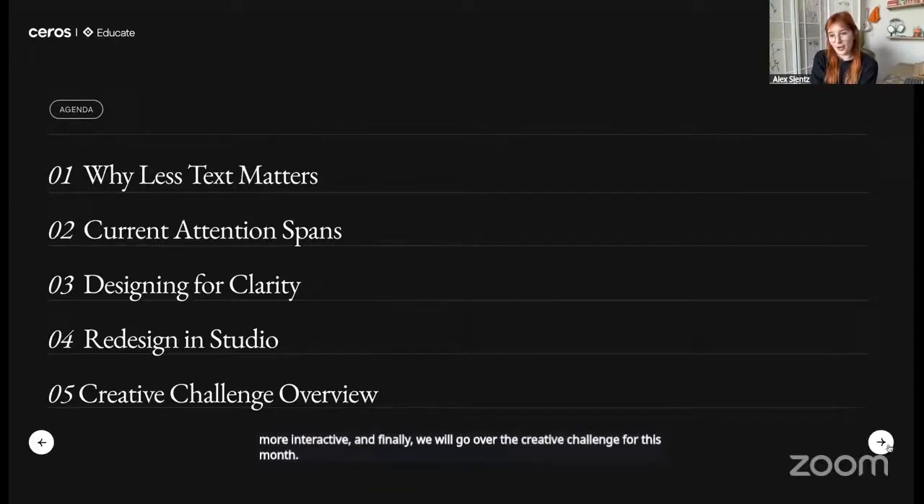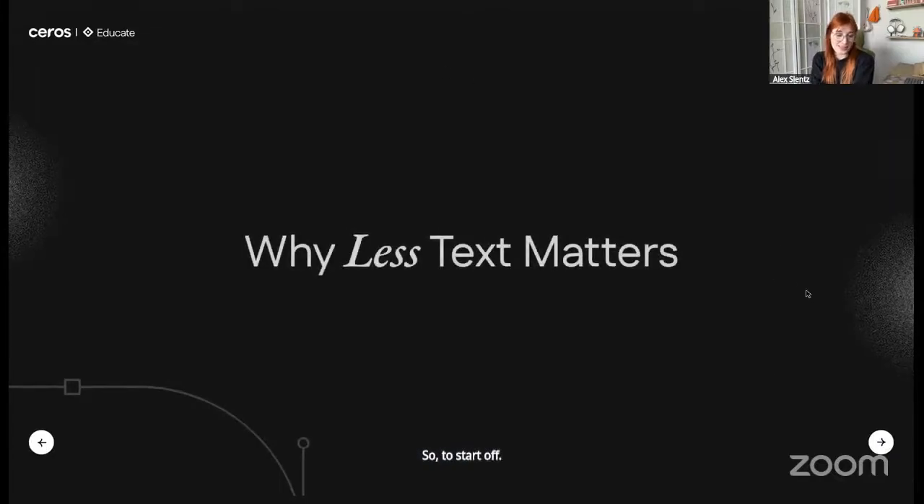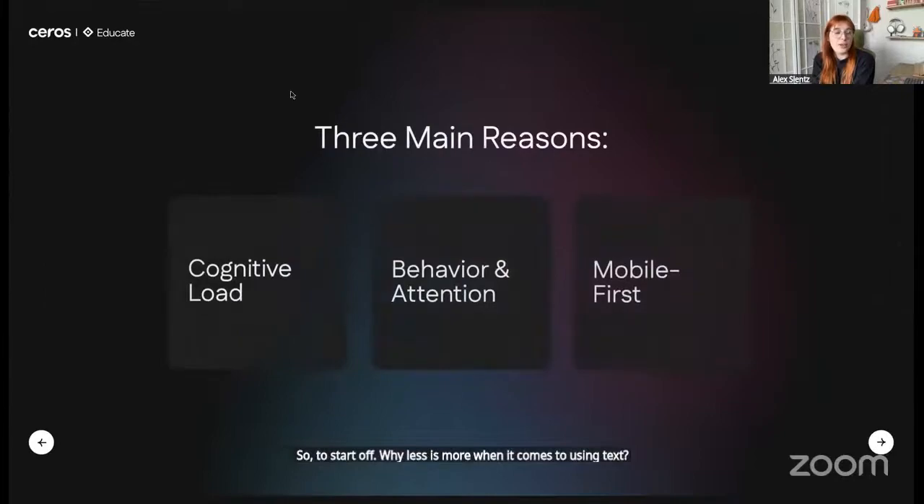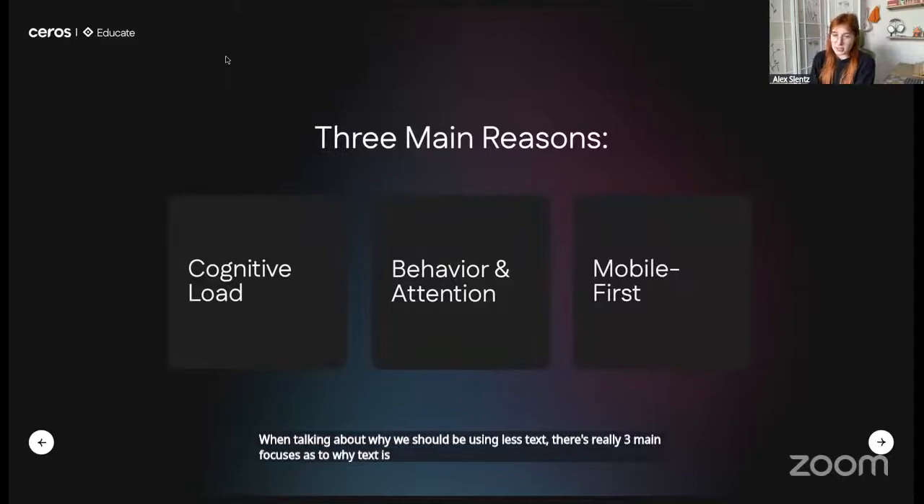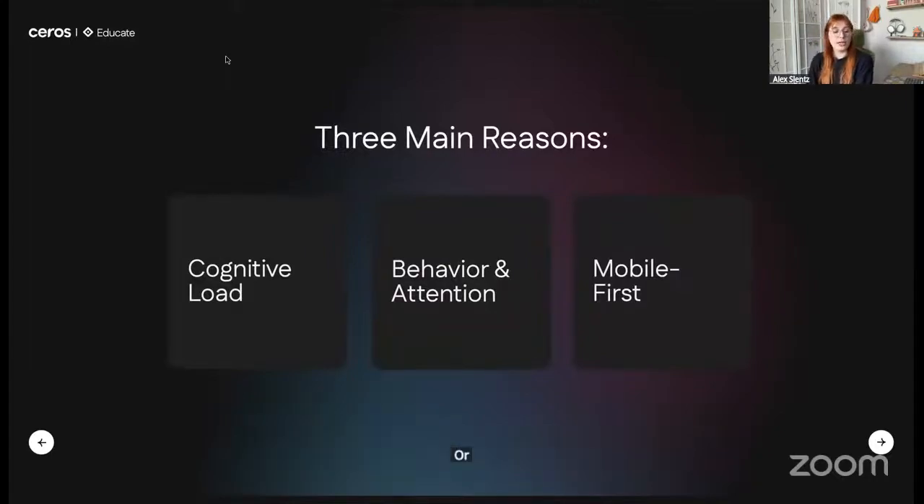So to start off, why is less more when it comes to using text? When talking about why we should be using less text, there's really 3 main focuses as to why text is deterring audiences from engaging as much as they should or would given the right attention grabber.